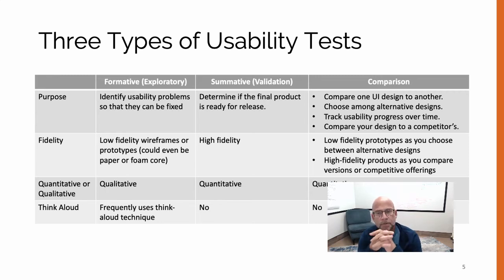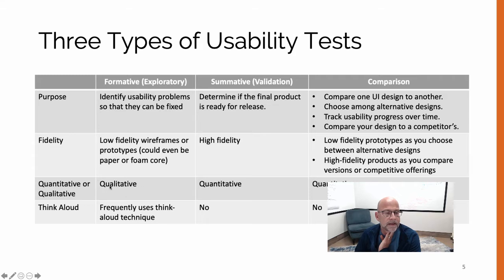Okay. So here's a table that shows the 3 types of usability tests and how they're used. As I mentioned, formative usability tests, or these exploratory ones, are really meant to identify usability problems so that we can go fix them. And in order to do that, we could do this pretty early on in the design, even with low fidelity wireframes or prototypes. If it's a 3D product, for example, a real hard product, you could use paper and foam core and mimic some buttons that are on there. They tend to be a bit more qualitative than the other ones.